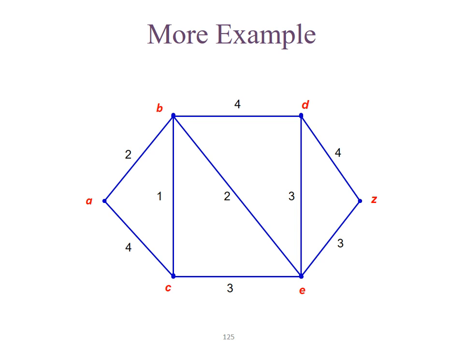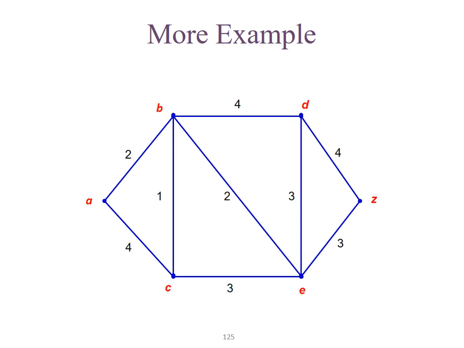Okay. Once C is chosen, then we only need to check if we need to update the distance of E. So 3 plus 3 is 6, but the original distance is 4. So we do not need to update the distance of E. So we remain as 4. Okay. Now we have 3 vertices, 4, 6, and infinity. So we include the vertex E into our set.